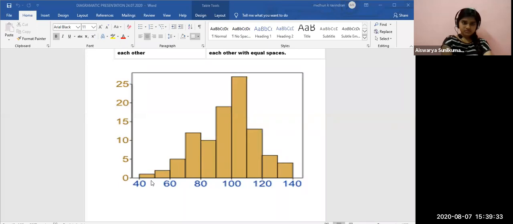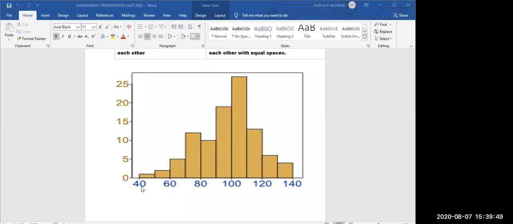Observe the diagram. Observe properly and say. 10. Only okay, but 50 and 70 is not written here. So don't think that it is 40 and 60, but the thing is here.